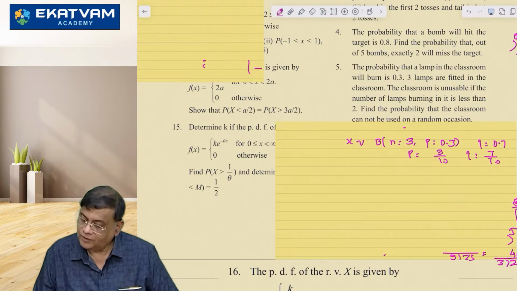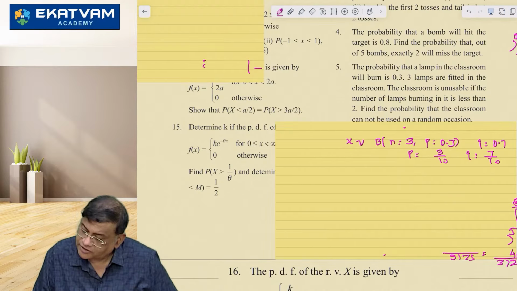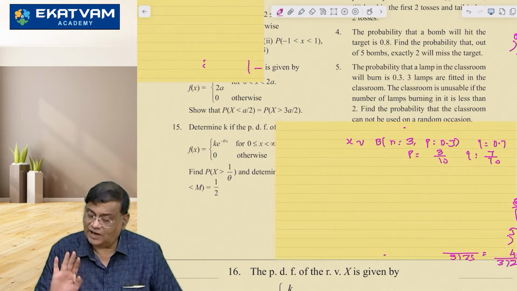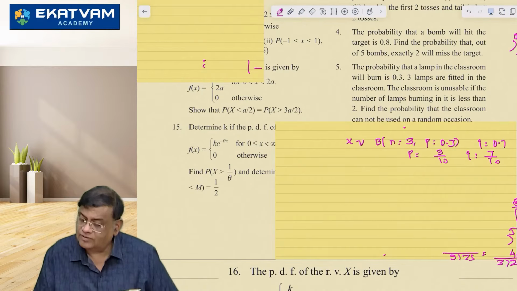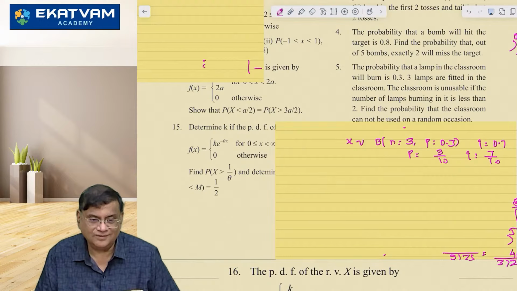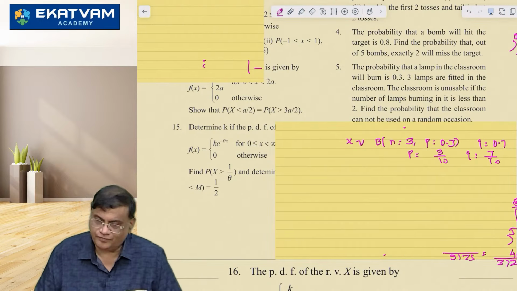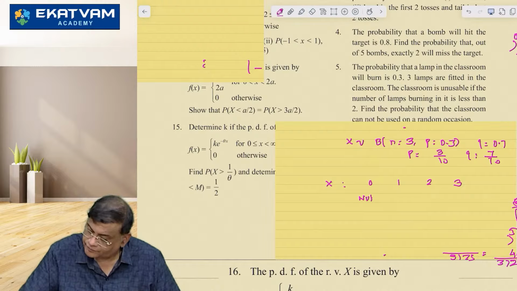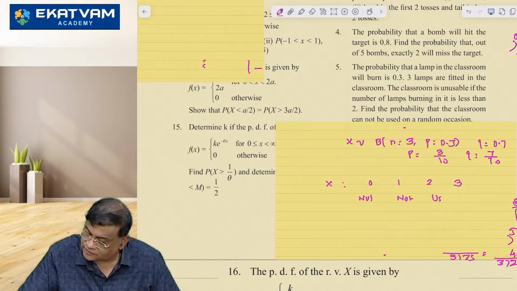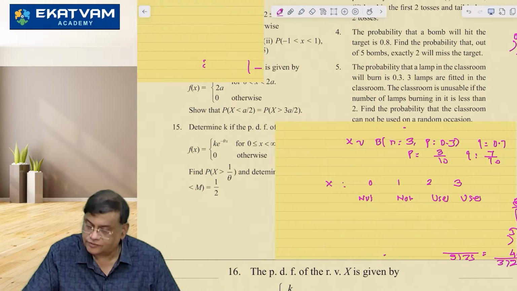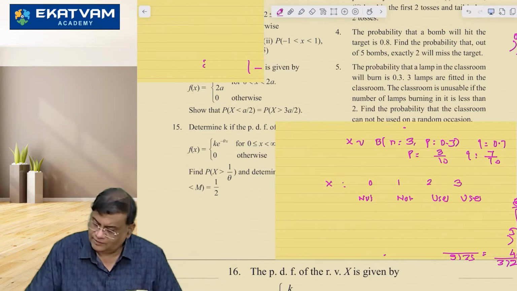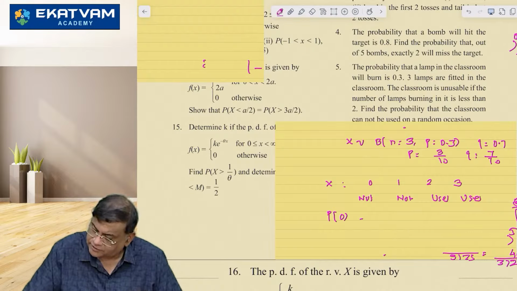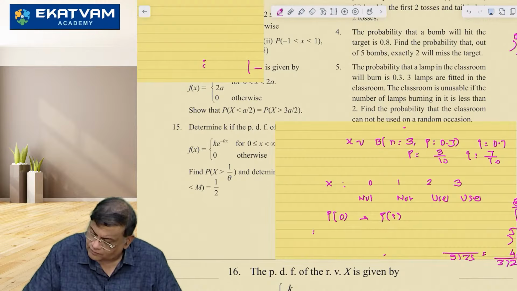Good question. What is the probability that the classroom cannot be used? The classroom cannot be used means the number of bulbs burning will be less than 2. See, what can be the X values? 0, 1, 2, 3. For these it is not used, and these are used. But you have to find the probability of not used, so you have to find probability of 0 plus probability of 1.